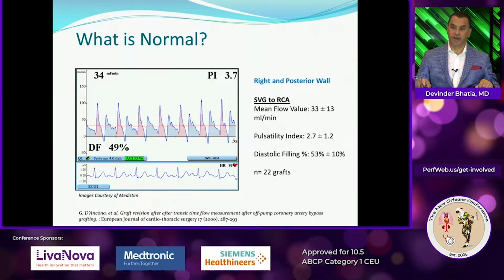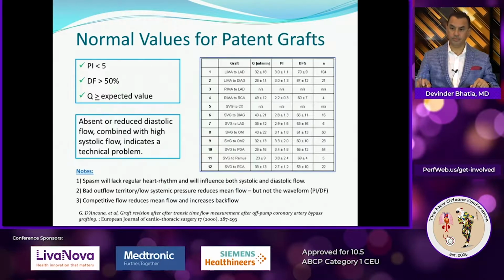And then here's the vein graft to the right coronary artery. Again, very similar numbers. You see a diastolic filling of 49% there. That's totally acceptable on the right side of the heart.